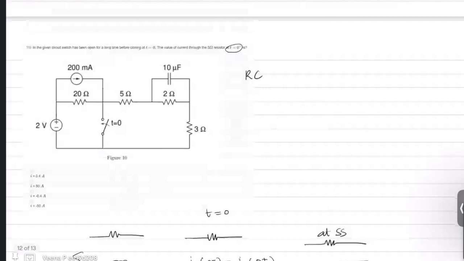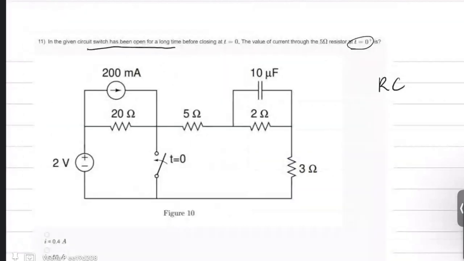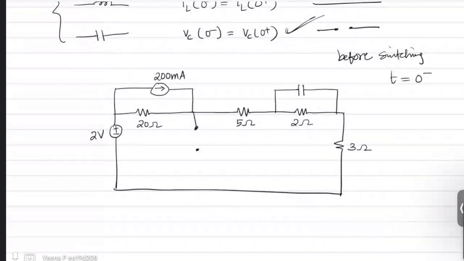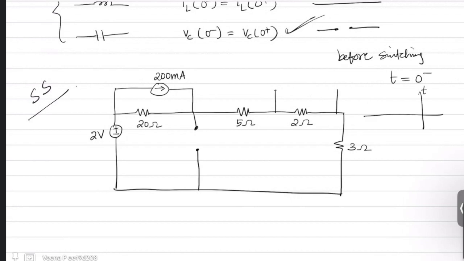It is given in the problem that the switch has been open for a long time. That means before the switching operation, when the circuit was in this condition where the switching is not performed, the circuit is already in its steady state. At steady state, the capacitor will act as an open circuit. So you can replace the capacitor with an open circuit. Before switching could be any time before t equal to 0, any time before the switching operation is done. But t equal to 0 minus is also a time before the switching operation is done.